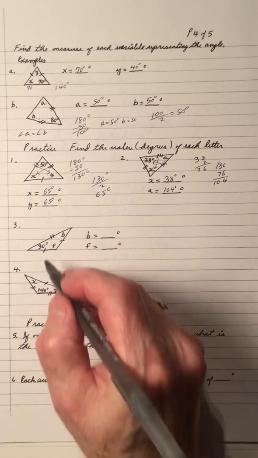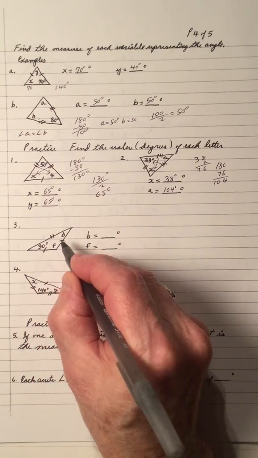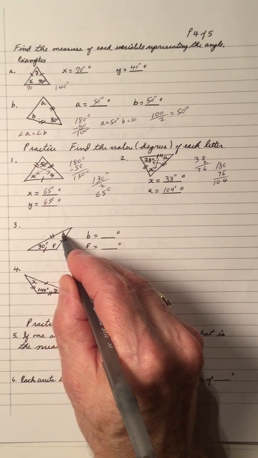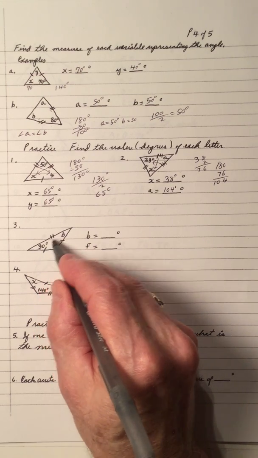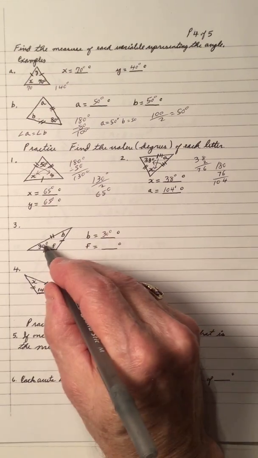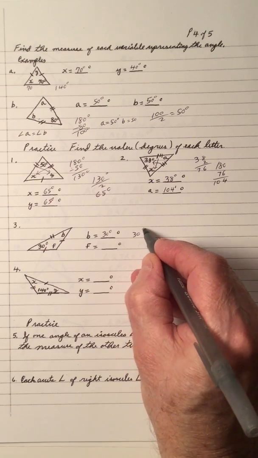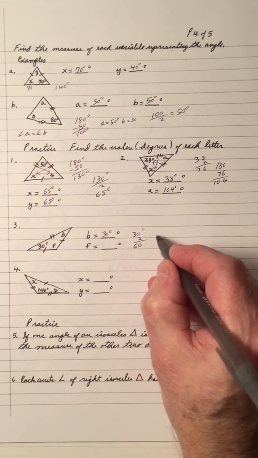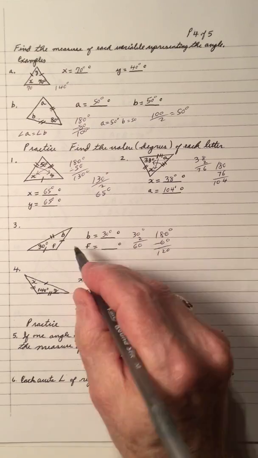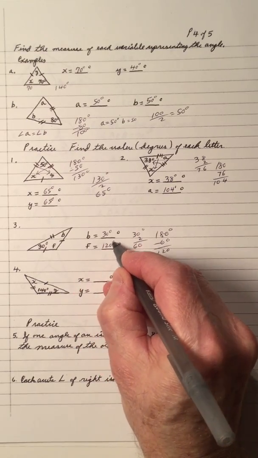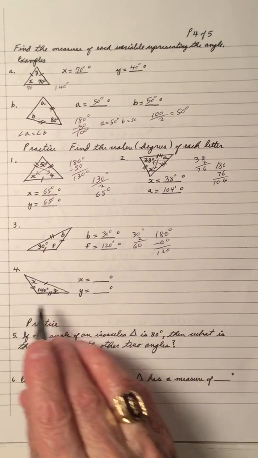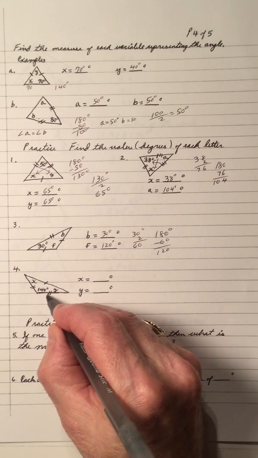Number 3, these two sides are marked equal. That means that's the apex angle, the vertex angle, and these base angles are equal. If these angles are equal, B is equal to 30. 30 multiplied by 2 is 60. 180 subtract 60 means that F is 120 degrees.